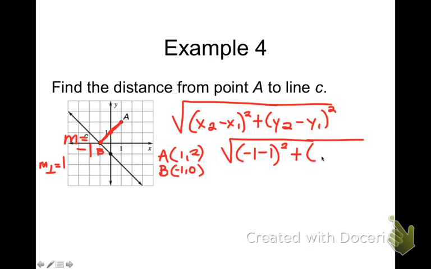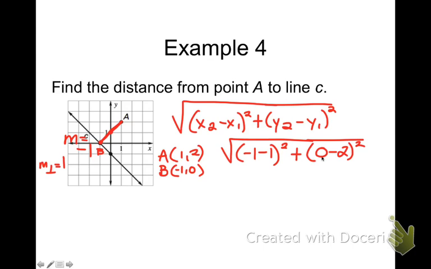What's my y sub 2? Your y sub 2 would be 0, minus 2, y sub 2 and y sub 1. Your y values are 0 and 2.